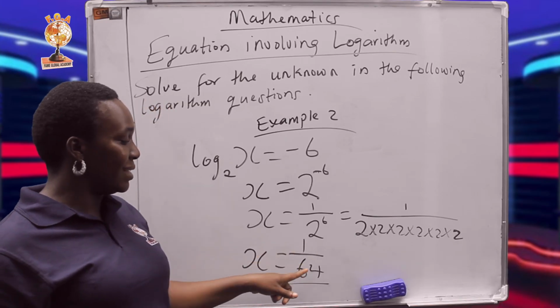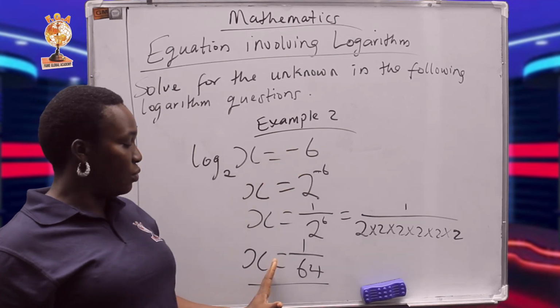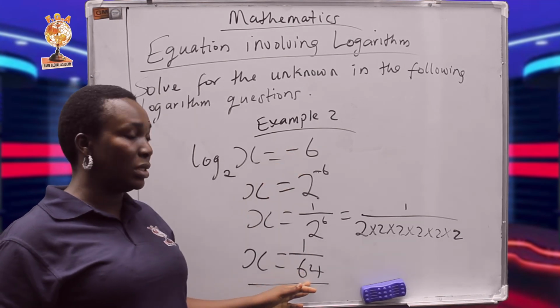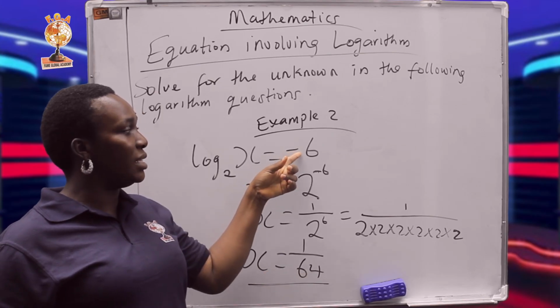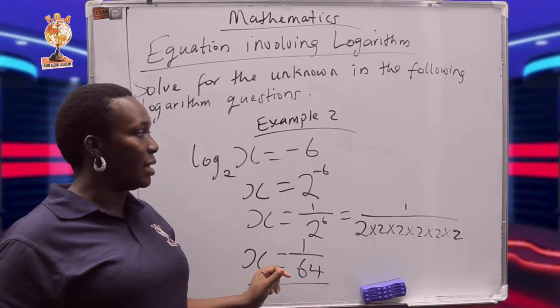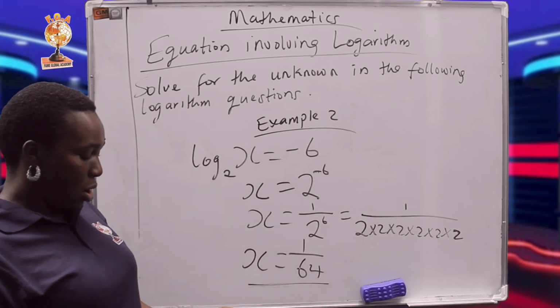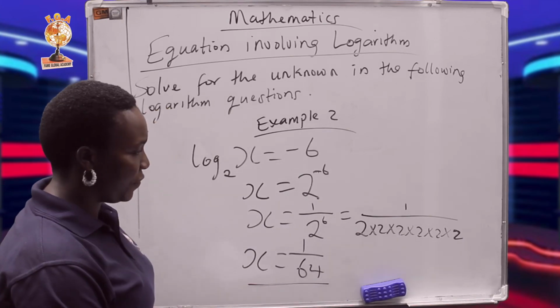So this 1 over is appearing because of this minus. Assuming there is no minus here, we will just get our answer, x equals to 64. Okay, so take note of that. Anytime you have a negative answer as your power, just know that it will be 1 over your final answer. All right, so that's that for example 2. Let's take another example, a different one now.